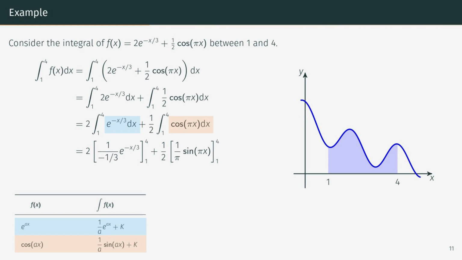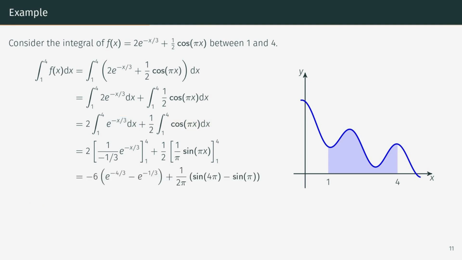We didn't apply the boundary conditions from 1 to 4 yet, so we leave the results in the square bracket notation as a reminder that the bounds still need to be applied. We then apply the boundaries of integration, which results in negative 6 times e to the negative 4 over 3 minus e to the negative 1/3 plus 1 over pi times the sine of 4 pi minus the sine of pi.